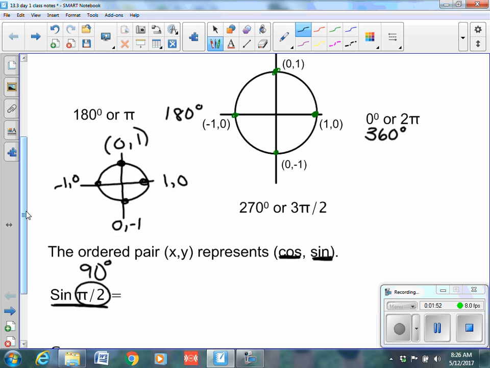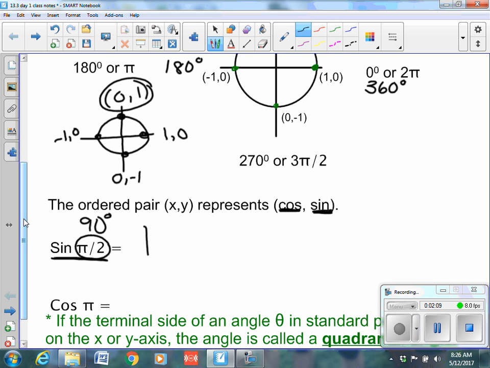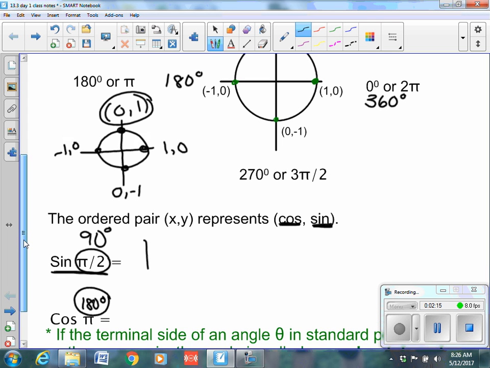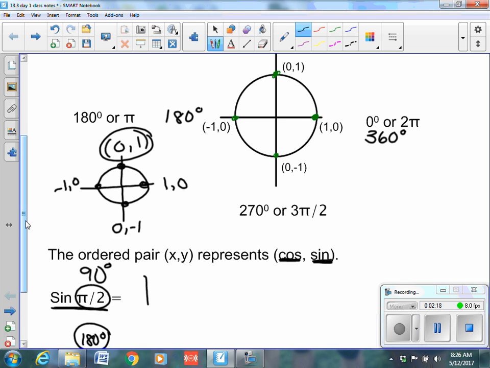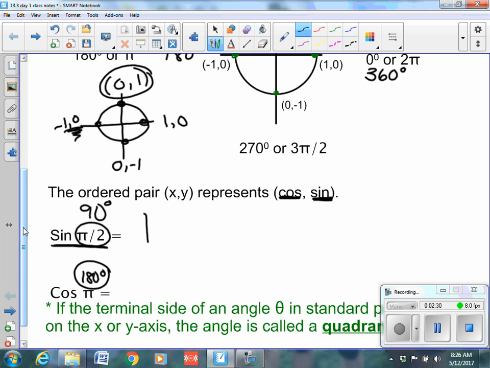So if I ask you what the sine of 90 degrees is, you look at 90 degrees, and the sine is the second number, right? So what's the sine at 90 degrees? 1, right? So let's do another one. If I asked you what the cosine of pi is, the same thing as 180 degrees. Cosine is the first number, or the x value. This is 180 degrees right here, right? What's the cosine at 180 degrees? A negative 1.